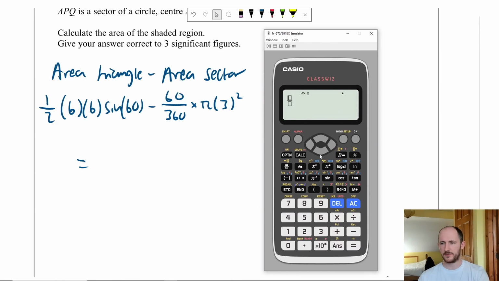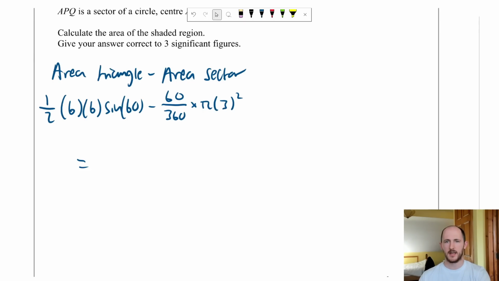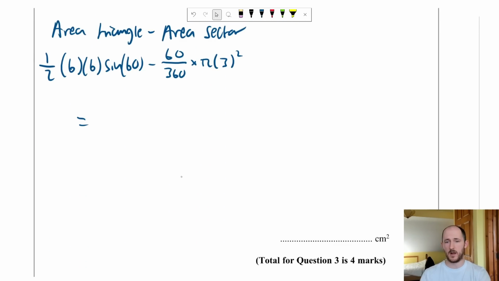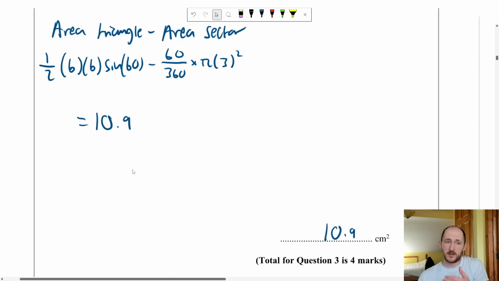We have a half, 6, sine 60, and I might just press equals and then do subtract, just because I like to keep everything a bit neater in my calculator. It makes me able to spot mistakes more easily. Now, if I've made a mistake, that's going to be really embarrassing because I've said it's easier to spot them. And we get 10.876..., 3 SF, so 10.9, and this would be centimeters squared. Although they give you that, so we don't need to worry too much. For 4 marks, I don't think it's too bad.